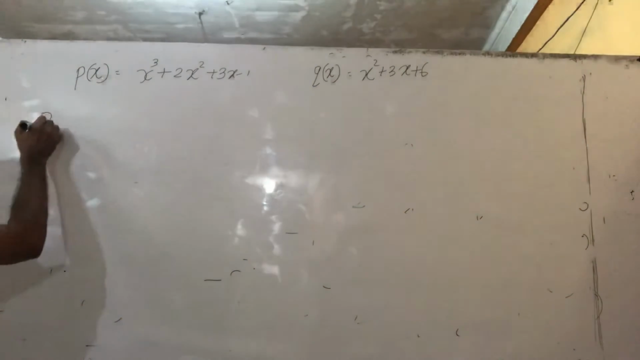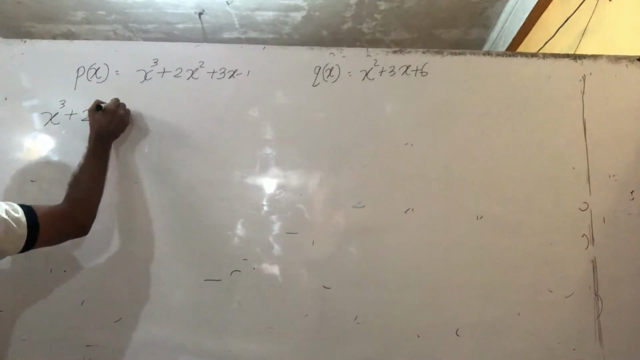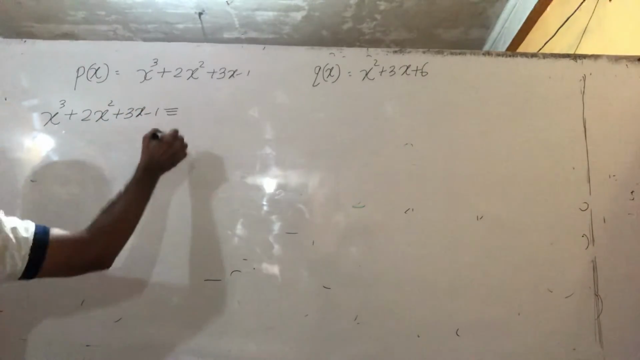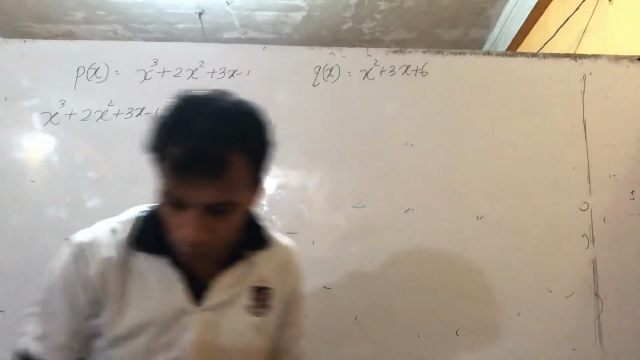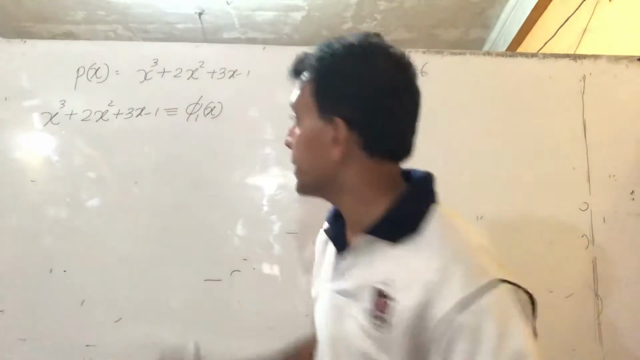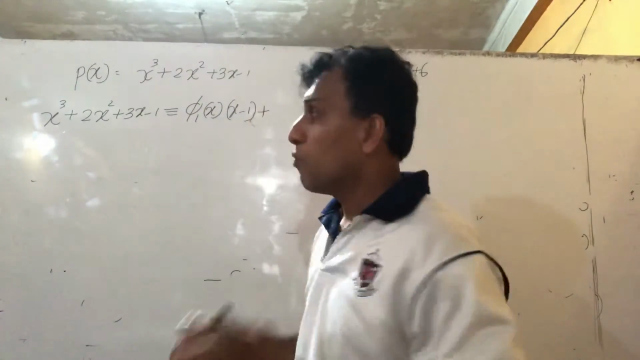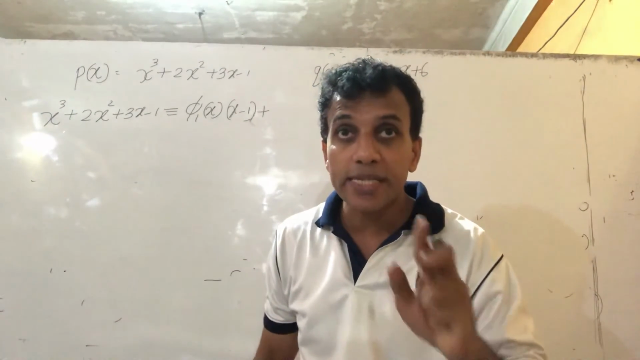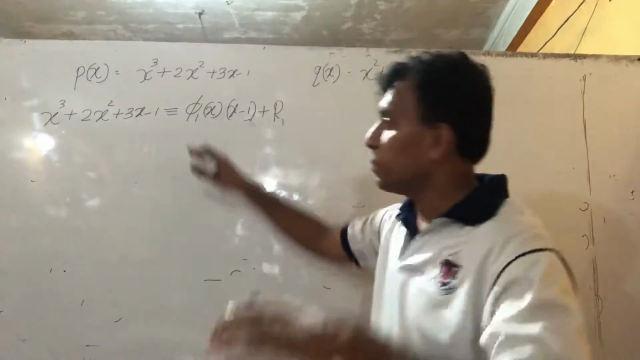So can I write the standard form? x cubed plus 2x squared plus 3x minus 1 is identically equal to answer into divisor, when P(x) is divided by x minus 1, right? x minus 1, but whatever polynomial is divided by a linear polynomial, the remainder is a constant number. Can I say R1? So complete R1 first.